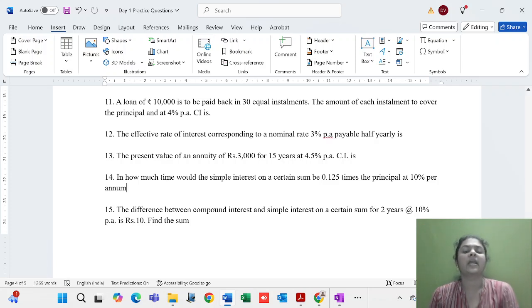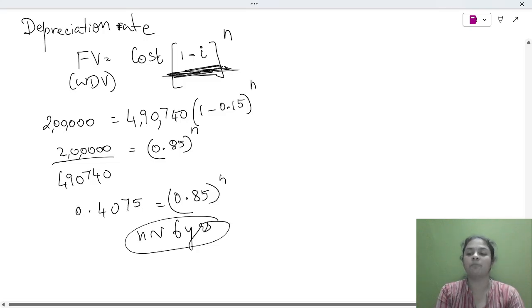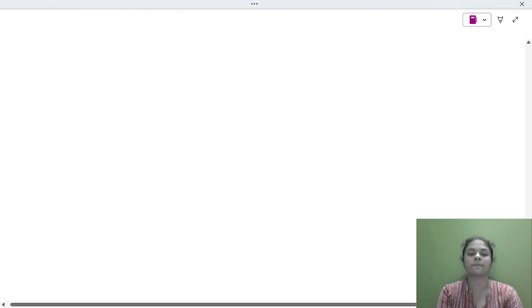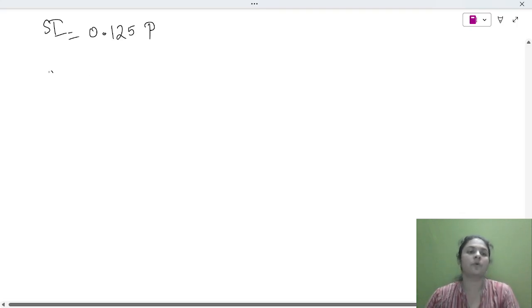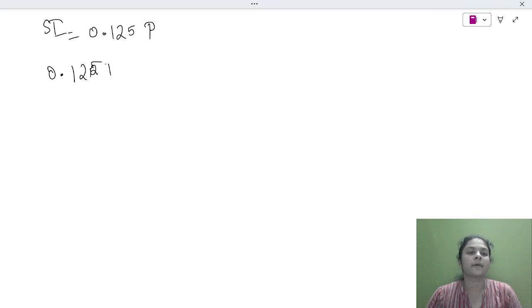14th. In how much time will simple interest on a certain sum be 0.125 times the principal at 10% per annum? This is simple interest. So in how much time will the simple interest be 0.125 times? So simple interest is equal to 0.125 times the principal. So 0.125 principal is equal to P into N.